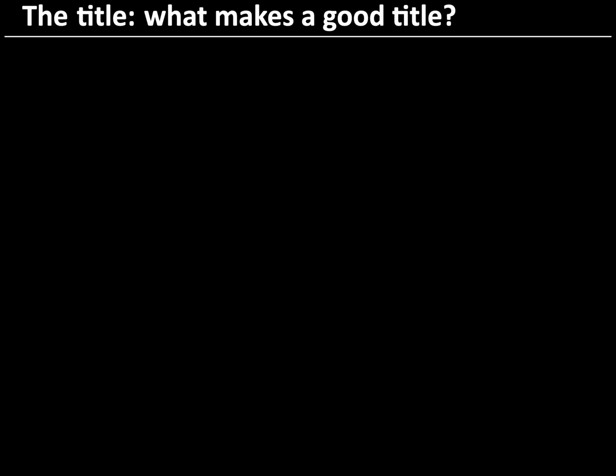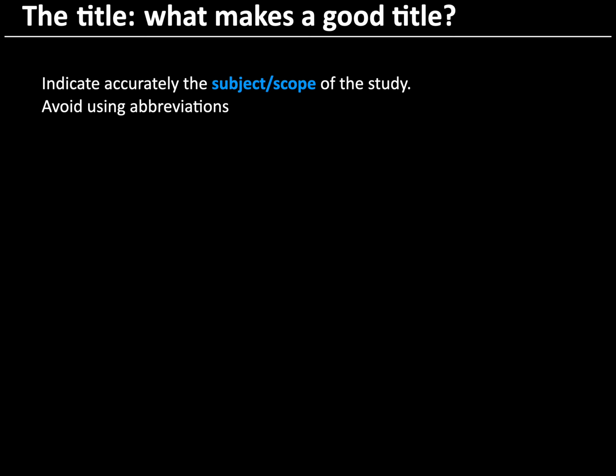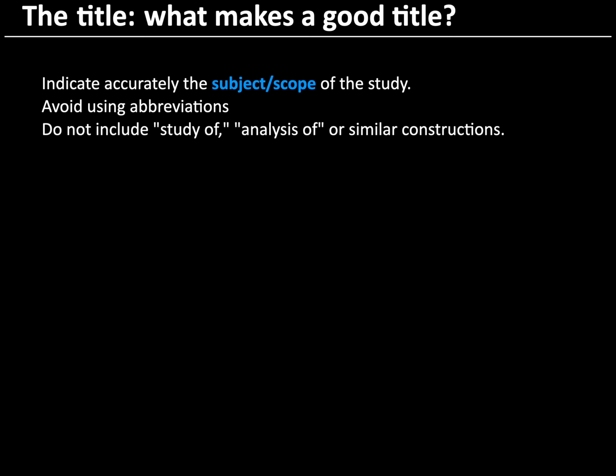So if the title is important, you should pay attention to it. Then what makes a good title? It should indicate precisely the subject or the scope of the study. That's the first thing you have to do. And you should avoid using abbreviations, and do not include "study of," "an analysis of," or similar constructions because they are redundant. Of course, every work is a study of something or an analysis of something.